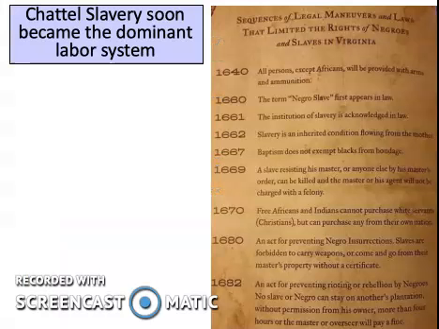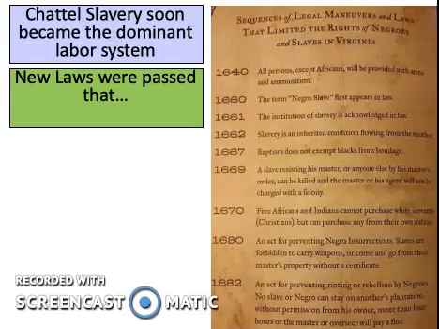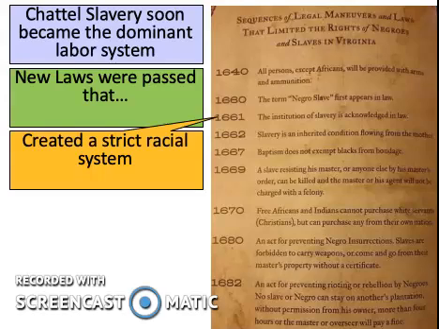And so here is a list of those laws. All right. So chattel slavery, which is slavery for life. This is different from indentured servitude, where people can get out of it after a period of 4 to 7 years. It becomes very dominant in places like Virginia and further to the south. And so some of these new laws create a very strict racial system.